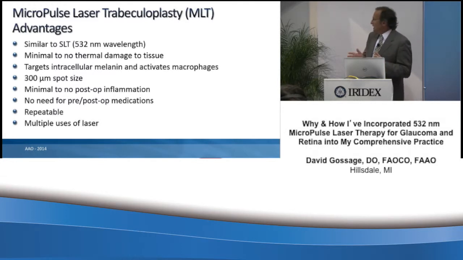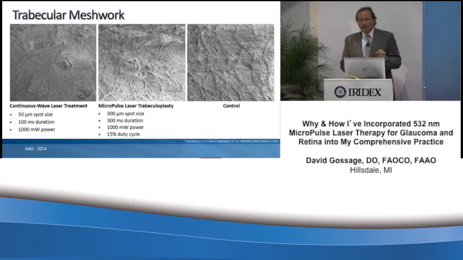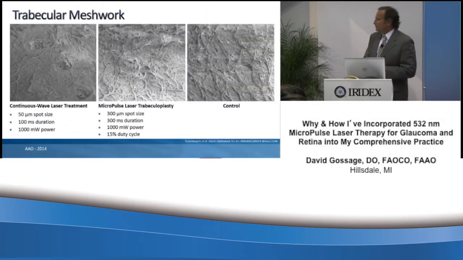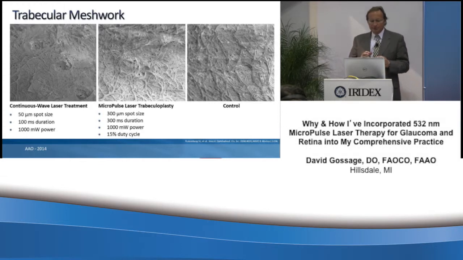So this is a nice slide. I always like to show this slide because this is kind of showing you what's going on in the trabecular meshwork. So with a 50 micron spot size, 100 millisecond duration, and 1,000 milliwatts of power, you can actually see on this E&M slide, the trabecular meshwork, the actual burn that takes place from a traditional ALT procedure.